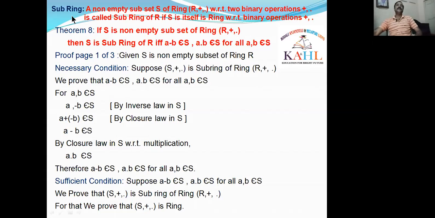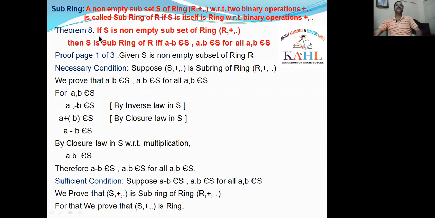By using this definition, now we are going to discuss another theorem, that is theorem number 8. The statement is, this is a very important theorem: if S is a non-empty subset of ring R, plus, dot, then S is a subring of R if and only if a minus b belongs to S and a dot b belongs to S for all a, b belongs to S. Here if and only if means necessary and sufficient conditions. We have to prove the necessary condition and the sufficient condition.